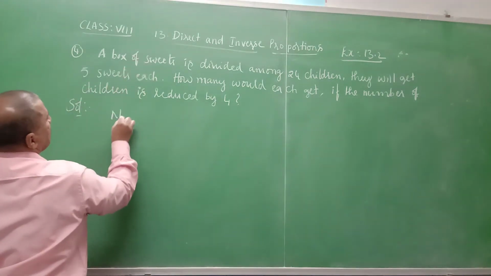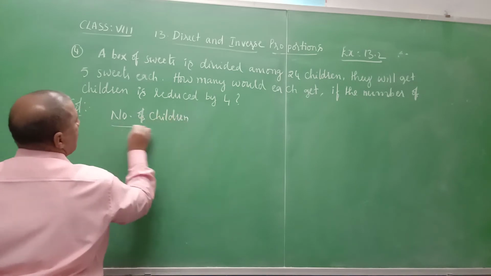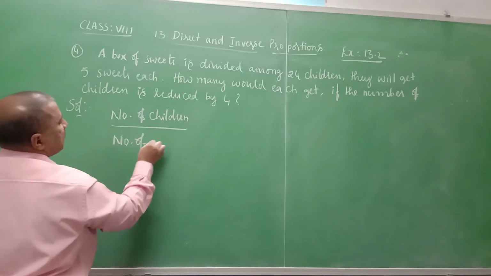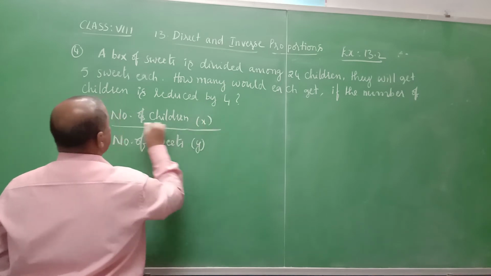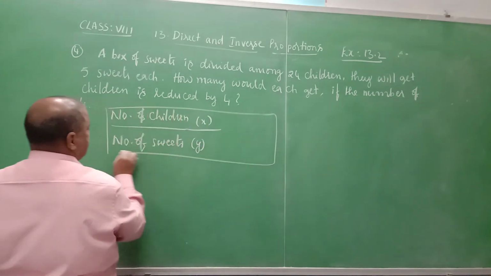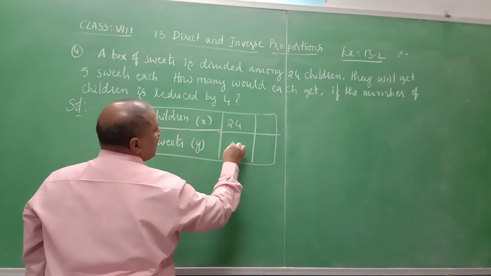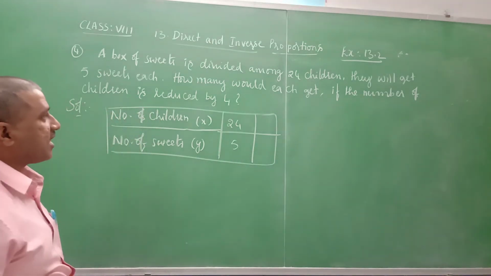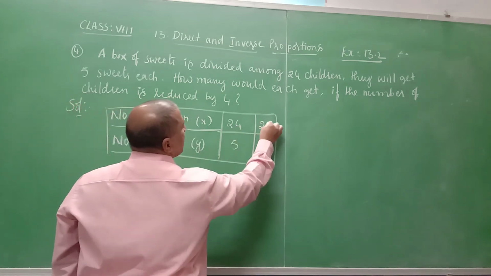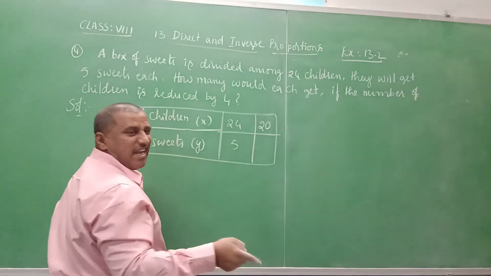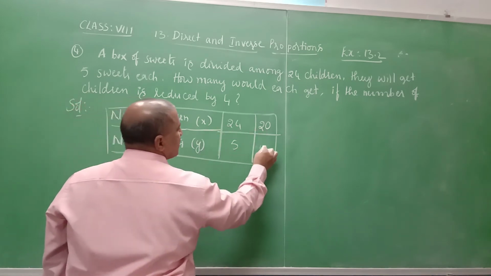Now, here it is number of children and number of sweets each one will get. So this will be represented with y and this will be represented with x. So 24 children are there and each one is getting 5 sweets. If 4 children are reduced, means 4 are less. So 24 minus 4, it is 20. 20 children, how many sweets will each one get? Yes, this as x1, x2, y1 and it is y2.